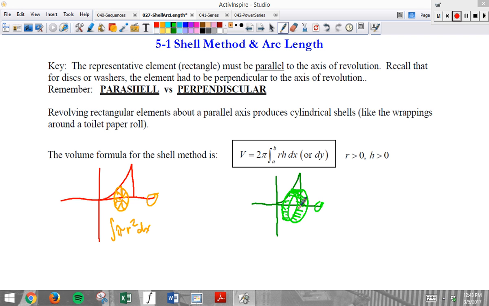And it's a cylinder. It's a cylindrical shell. That's why it's called the shell method. I'm using a cylindrical shell to model it. And what's the lateral surface area of that cylindrical shell? Well, it would be 2 pi r h, in this case dy. So 2 pi r h, that's where the formula comes from.